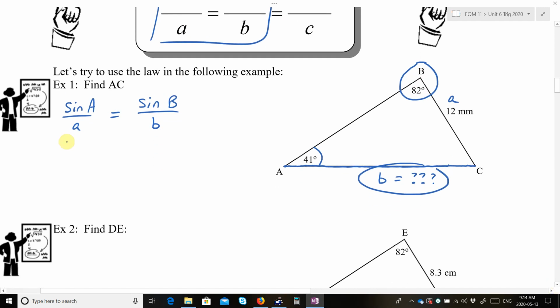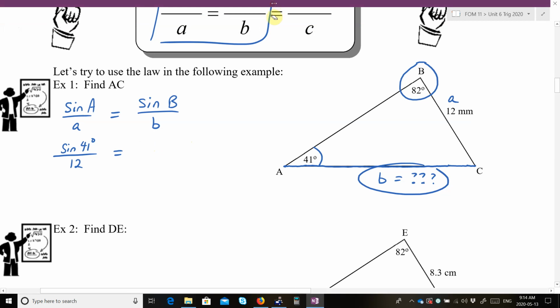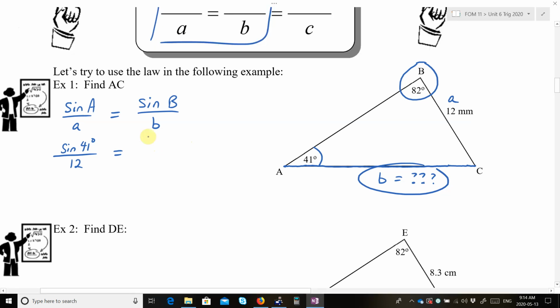And so now let's plug in our numbers. Sine of angle A is 41 degrees. Little a is 12 millimeters. Sine B, we have 82 degrees. Okay, sine of 82 degrees divided by b, and we just need to solve this little equation for b.